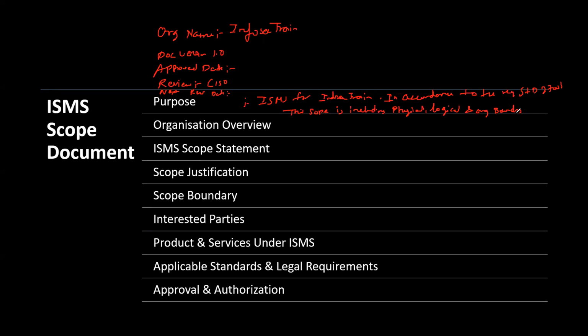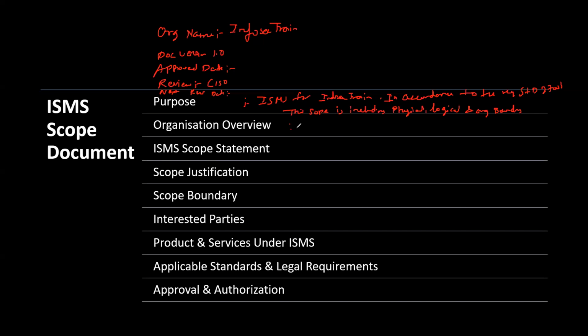This document defines the scope of the ISMS for the company, whatever the company name is. In our case, it's InfosecTrain we are considering. And we are including each and everything in the scope. We are including the physical areas, the logical areas as well, and the organization boundaries as well. Each and everything has been included. We are covering each and everything, and testing whether the ISMS has been properly maintained and implemented or not. Okay, then we will move into the next phase.